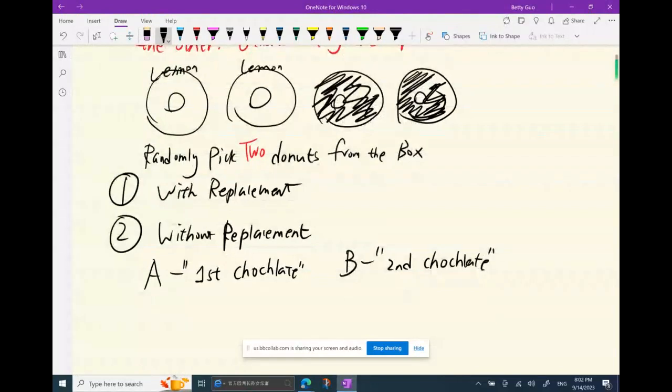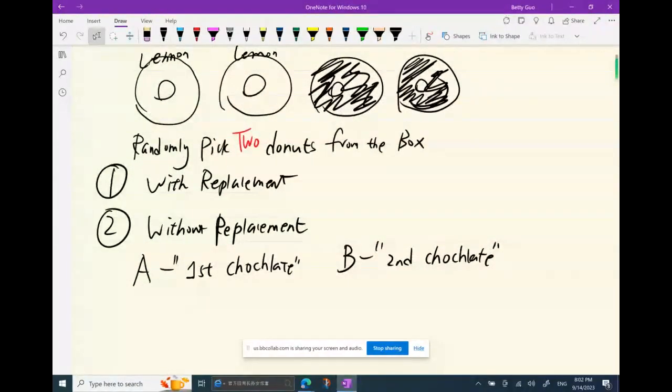Okay, let me explain what's going on here. We have a box. The box has 4 donuts, 2 lemon flavors, the other 2 chocolate flavors. We are going to do this kind of experiment. We consecutively pick 2 donuts, not together. Pick 2 donuts in a row. You pick 1 donut and then you pick another.